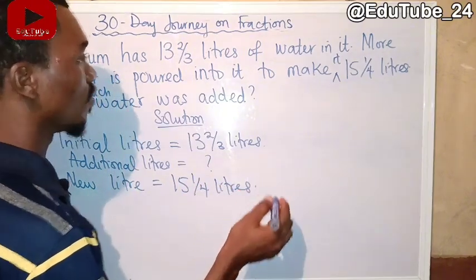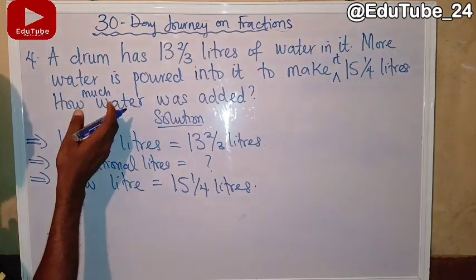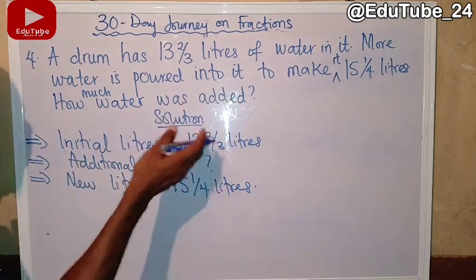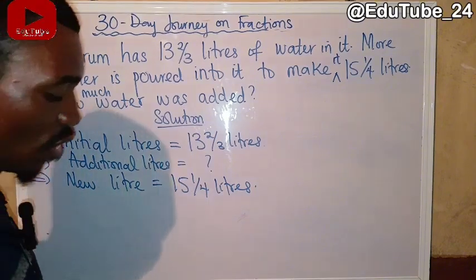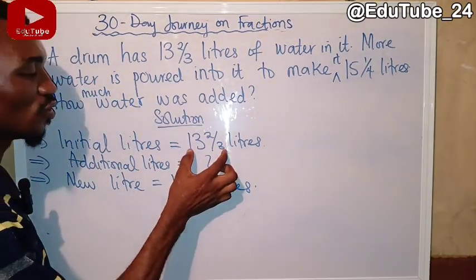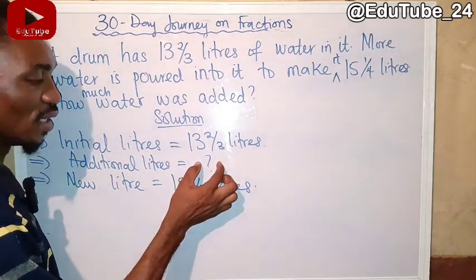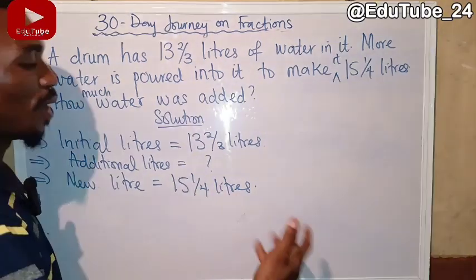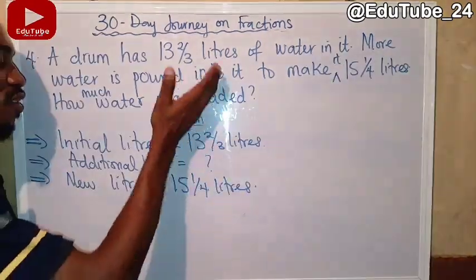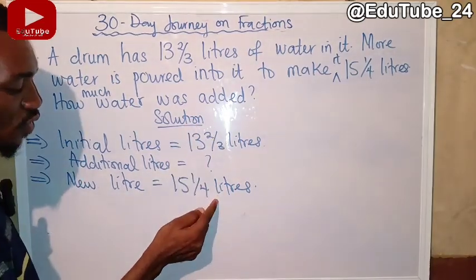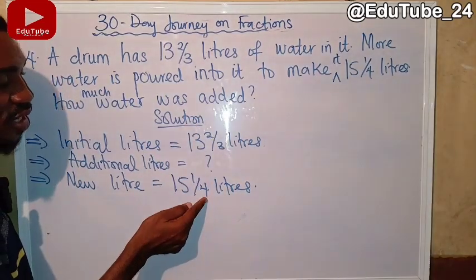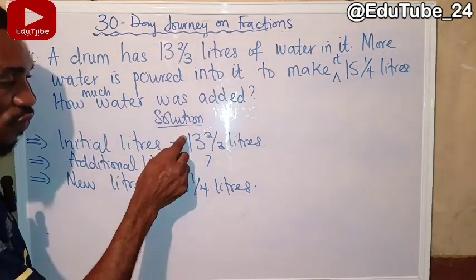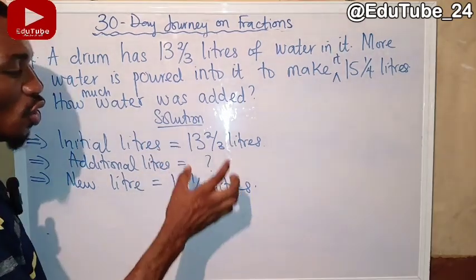Now, what does the main question say? The main question says how much water was added. That means what is the additional liter that was added to make it this new liter. Now, if you look at the slope of the question, this is the initial stage of the water, and then something was added to make it this. That means this plus this gives you this. So, applying your logic and your common sense, you just simply reverse the situation. Since this plus this gives you this, which is the new liter, to get what is there, we just simply say this, take away this, and then it will give us what? This. Or this, take away this, it will give us what? This.